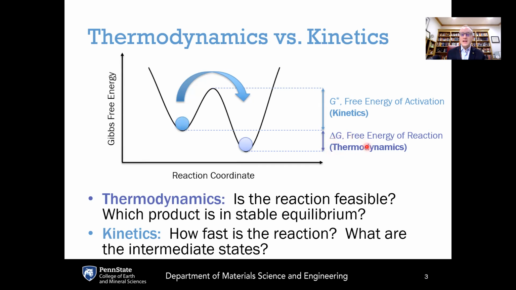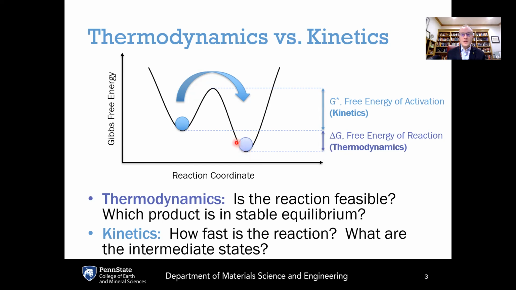And this is a thermodynamic quantity, a purely thermodynamic quantity that tells you the relative stability of these two states. So whichever one has the lower Gibbs free energy is the more thermodynamically stable state. So this thermodynamic quantity tells you whether the reaction is feasible and which product is in the more stable equilibrium. It's basically giving you a relative stability of states where a lower Gibbs free energy indicates a greater stability of that state.